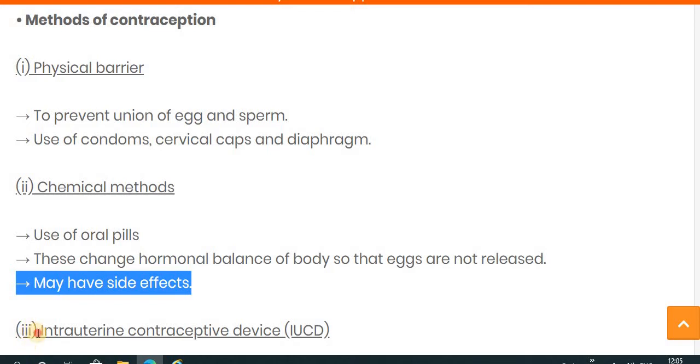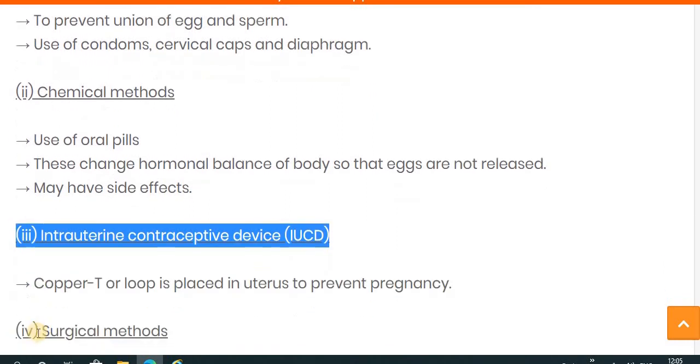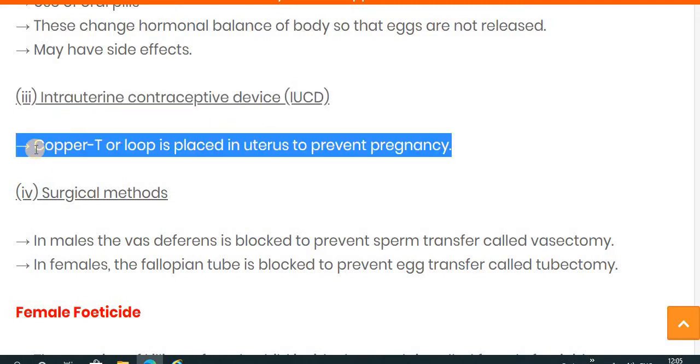The third method is the intrauterine contraceptive device. It is also known as IUCD. If asked to write down the full form of IUCD, it is the intrauterine contraceptive device. For that, the copper T, or you can say the loop, is used. The copper T or the loop is placed in the uterus to prevent pregnancy.